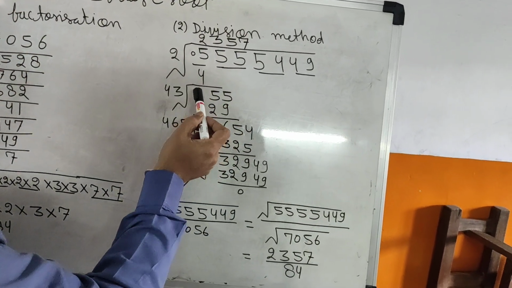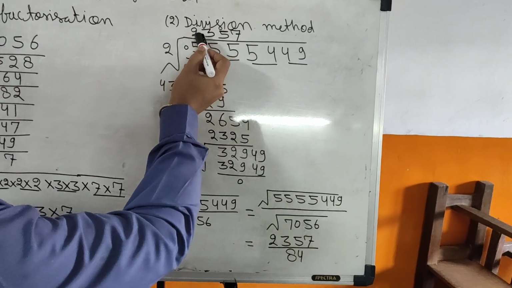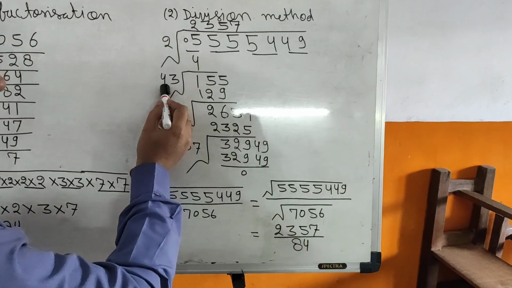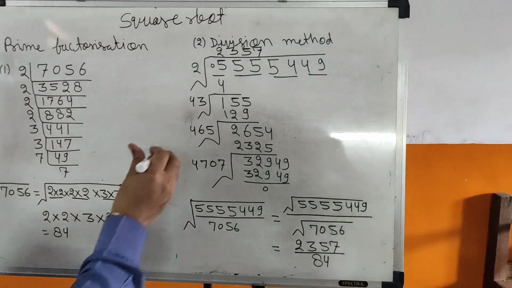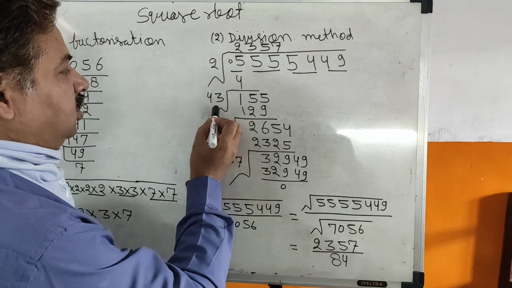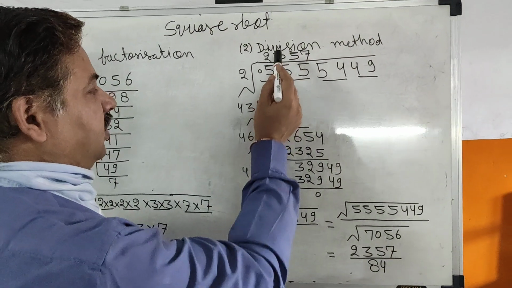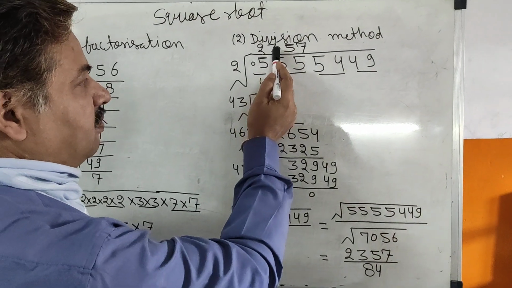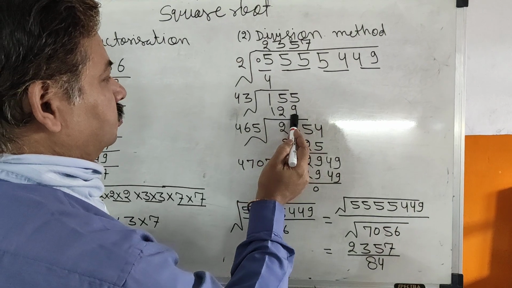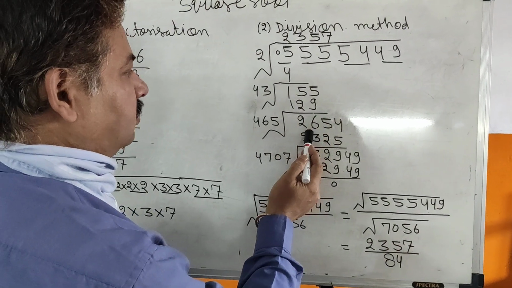Now we will take the next pair, that is 55. 55 we will take there, and double of the first number we will take there. So 2 2 ja 4, that is 4. Now we will read the simple table up to 55. So 43 3 ja 129. 3 times it will go. So we will write 3 there and 3 there. Now 43 multiplied by this 3. So this 129 will come. Now again we will subtract.